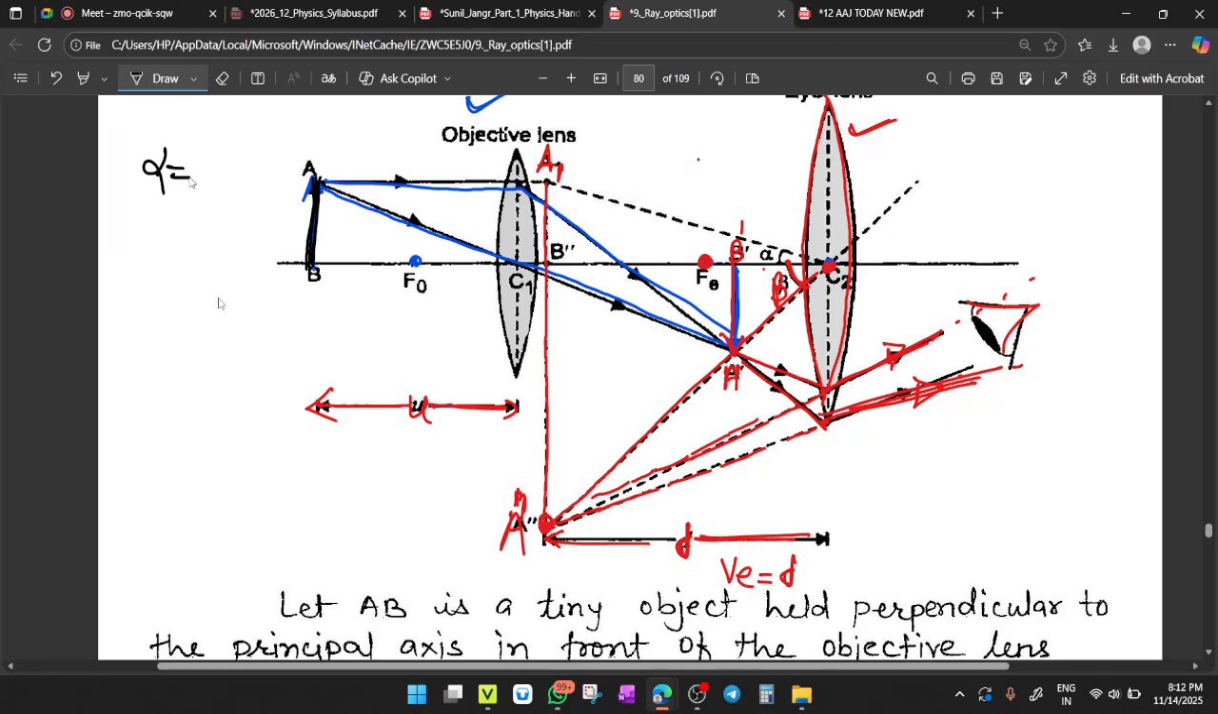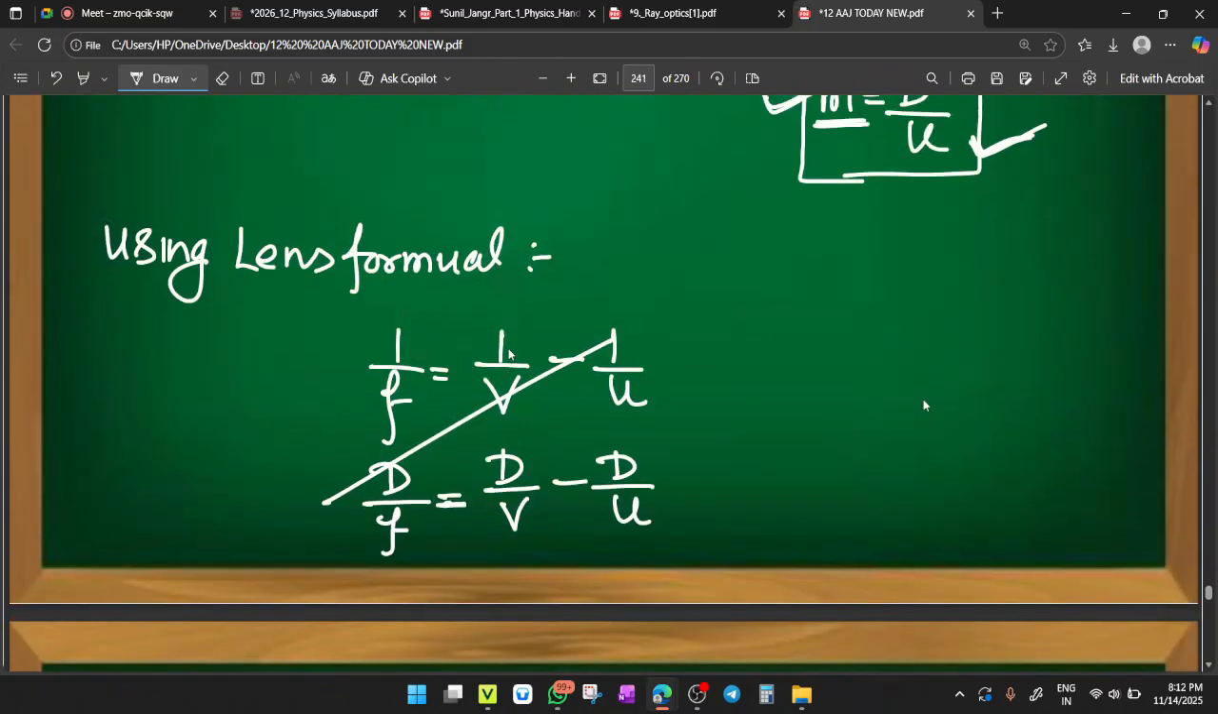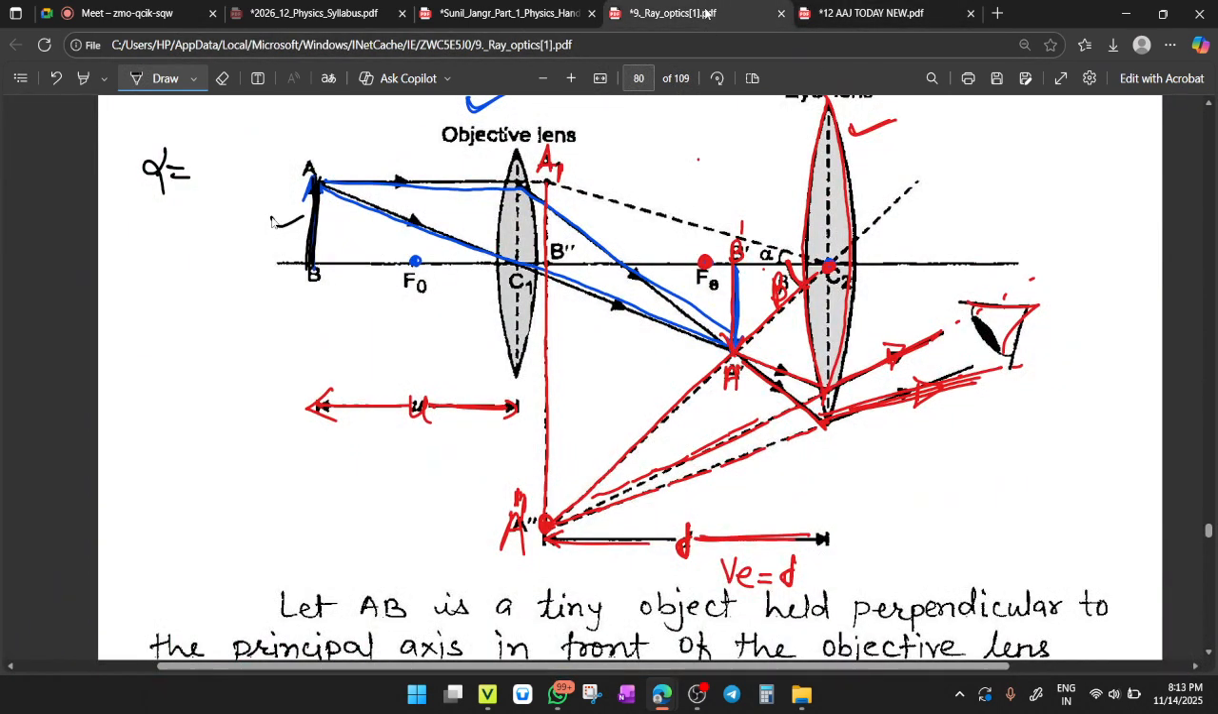So what is alpha? Alpha is the angle of vision made by the object kept at the least distance of distinct vision. Here we have written the formula. What is the angle of vision of the image? Beta. And the angle of vision of the object, kept at LDDV, is alpha. So first this is your object. Now slide it here and bring it onto A1 B double dash. Now take the angle made by this. This angle is equal to alpha. Is it clear? This angle is equal to alpha.